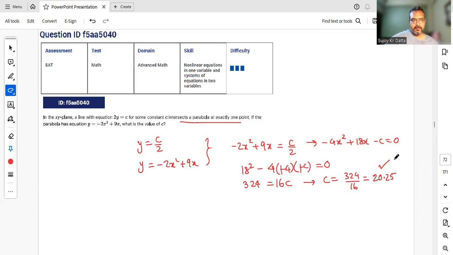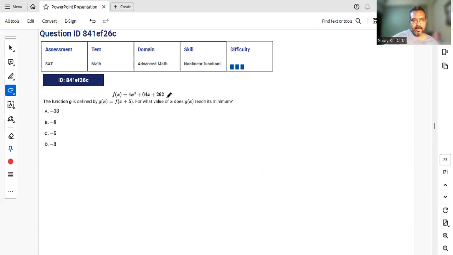Okay, let's go to the next question. So we have an equation like this, and then we have a function which is f of x plus 5. They're asking for what value of x does g(x) reach its minimum. Okay, so first let's figure out what is going to change. Whatever f(x) is, when you have f of x plus 5 inside, this graph is going to shift left by 5. So whatever x value h you have for the vertex hk, it just shifts left. This would now become h minus 5, k.